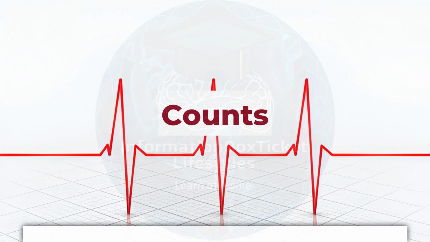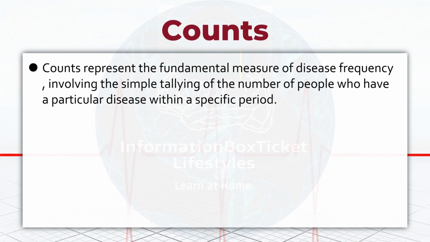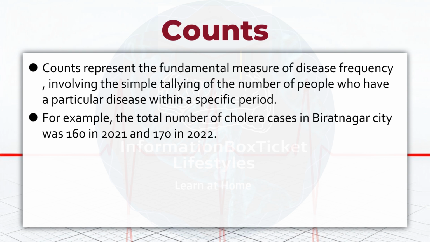Counts. Counts represent the fundamental measure of disease frequency, involving the simple tallying of the number of people who have a particular disease within a specific period. For example, the total number of cholera cases in Biratnagar city was 160 in 2021 and 170 in 2022.